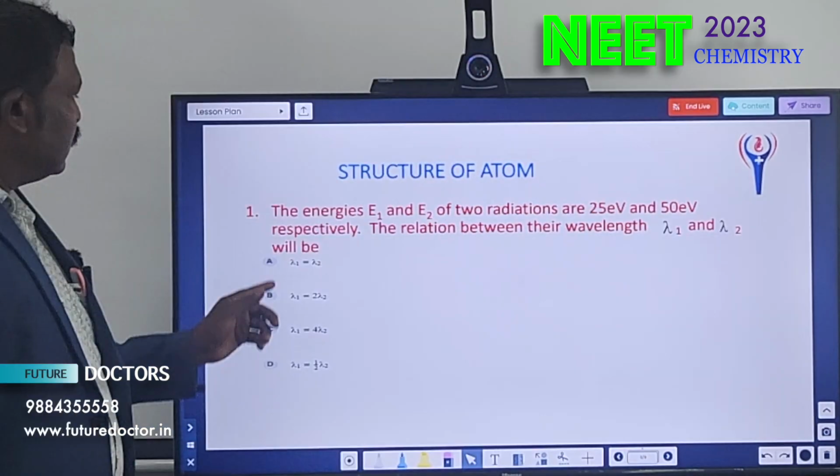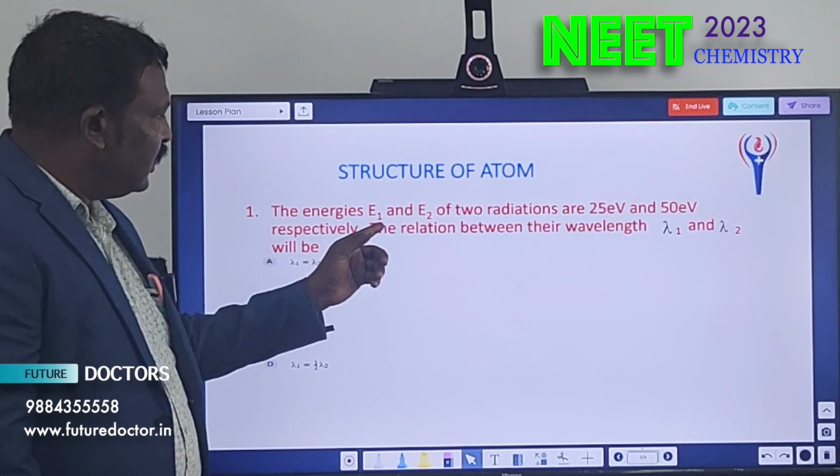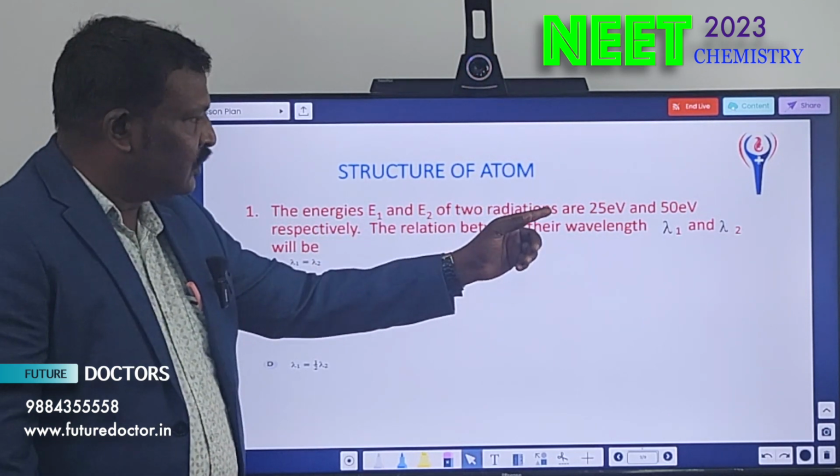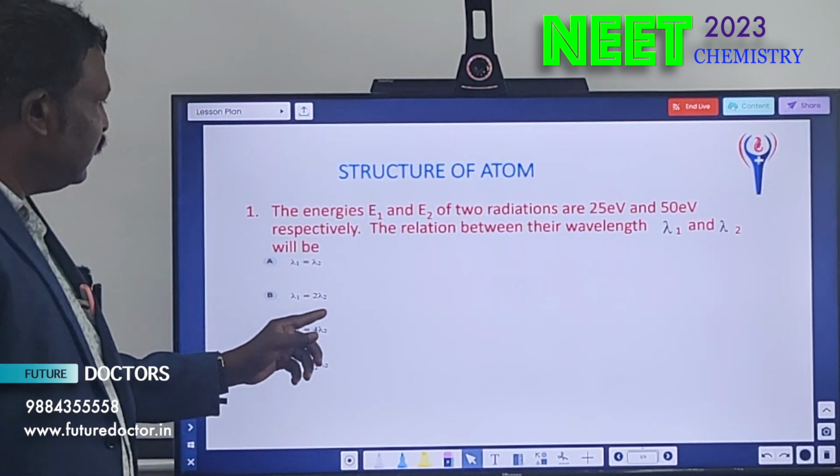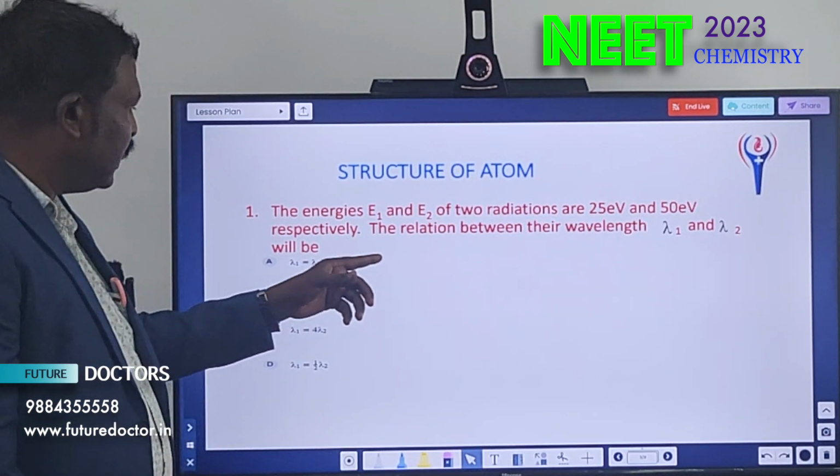See the first question. The energies E1 and E2 of two radiations are 25 electron volt and 50 electron volt respectively. The relation between their wavelength lambda 1 and lambda 2 will be.